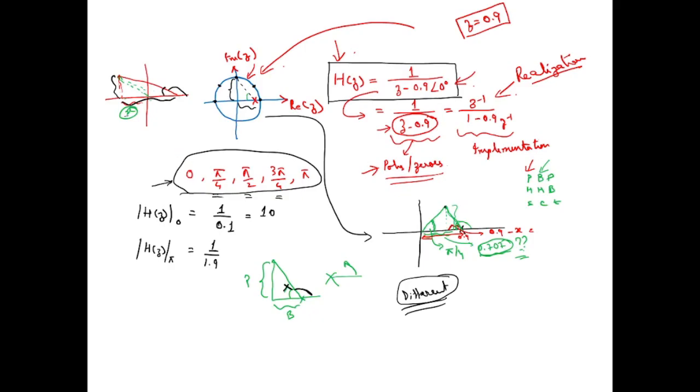Five cardinal points: DC frequency, pi by 4, pi by 2, 3 pi by 4, and pi. We cannot go beyond pi. This is in radians. So this is 0, somewhere at a 45-degree angle it is pi by 4, then pi by 2, then 3 pi by 4, and then pi. At these points, we need to find out the amplitude response.